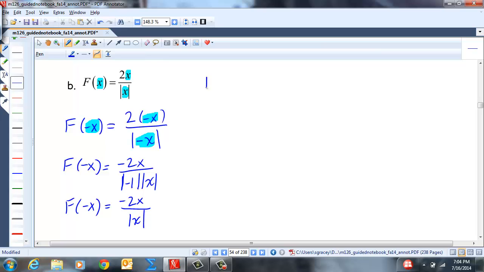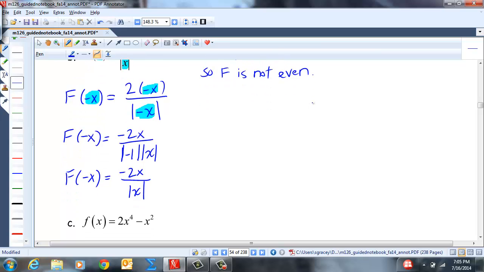So first conclusion, capital F at negative x is not equal to capital F at x. So F is not even. So do a little more work. Let's see what negative F at x is.